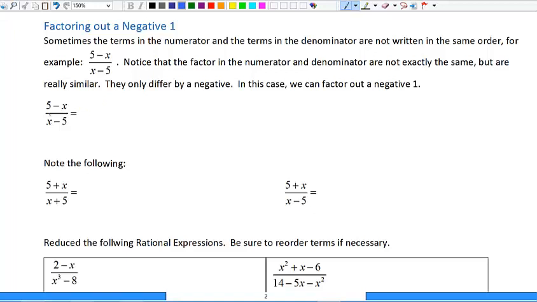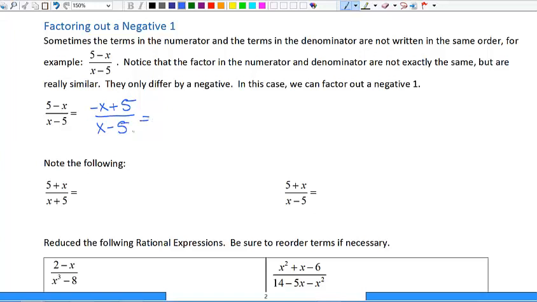So in the numerator, I have 5 minus x. I would prefer to rewrite that as negative x plus 5. I know I'm allowed to rearrange the order of a polynomial as long as I keep the signs on the correct term. So the negative is in front of the x, so the negative still needs to be in front of the x when I rearrange it. In the denominator, I'm going to keep it x minus 5.